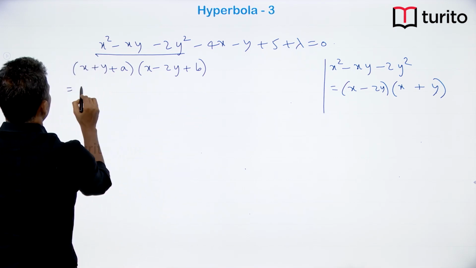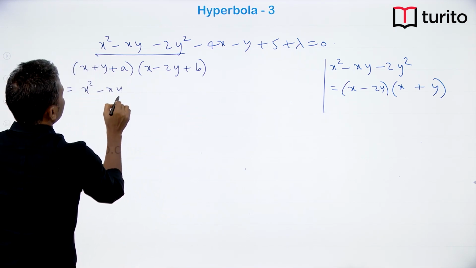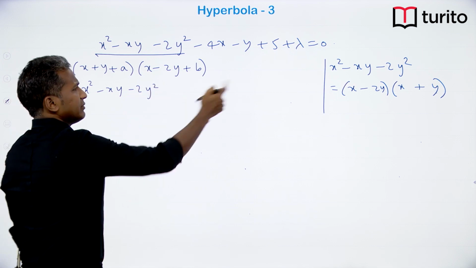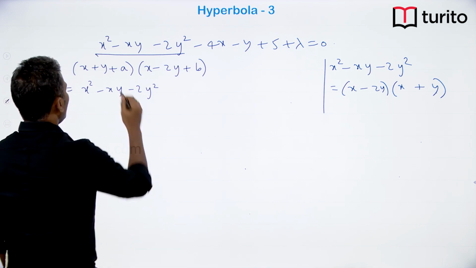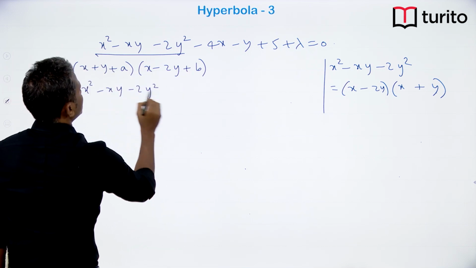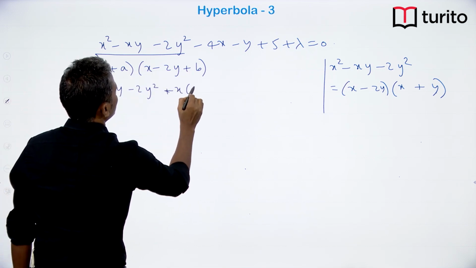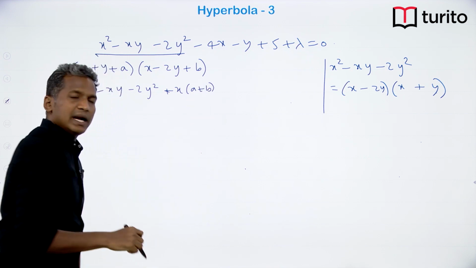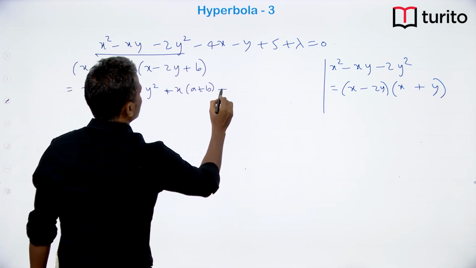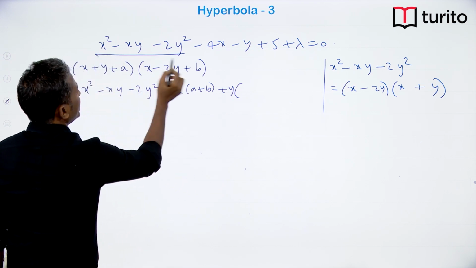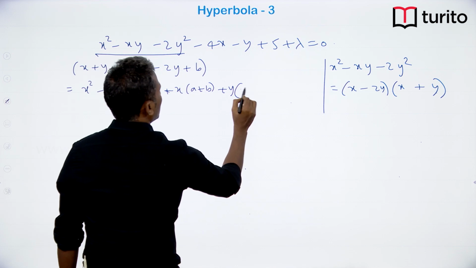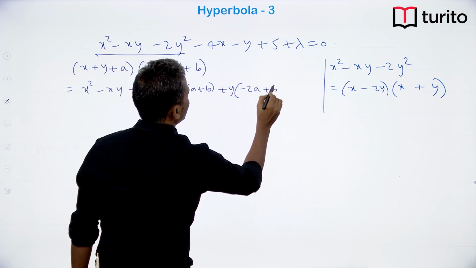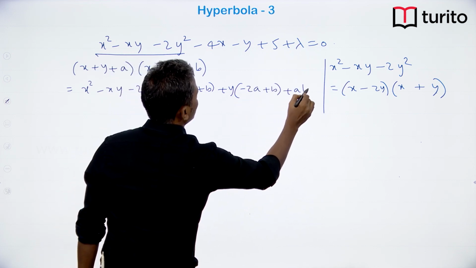Okay. So what do we get? x square minus xy minus 2y square. These terms anyways we will get. Now let me explore the other terms. So if I take x terms, what do I get? x into a plus b. And if I take y terms, what do I get? y into b, and here minus 2y into a. So I will get minus 2a plus b, and the constant term is going to be ab.